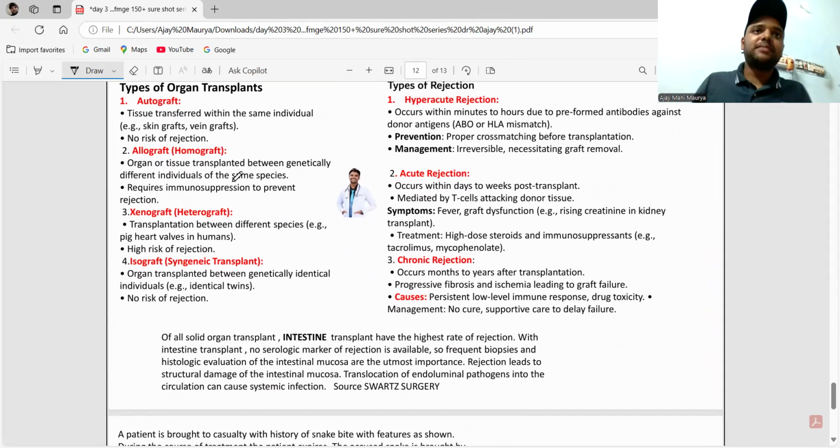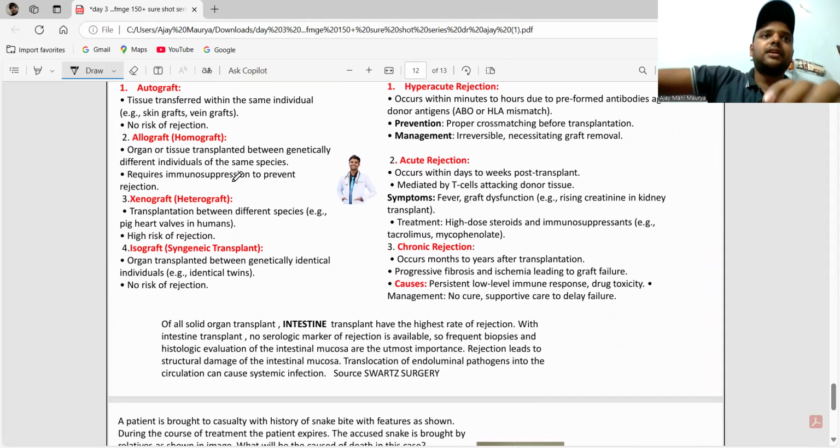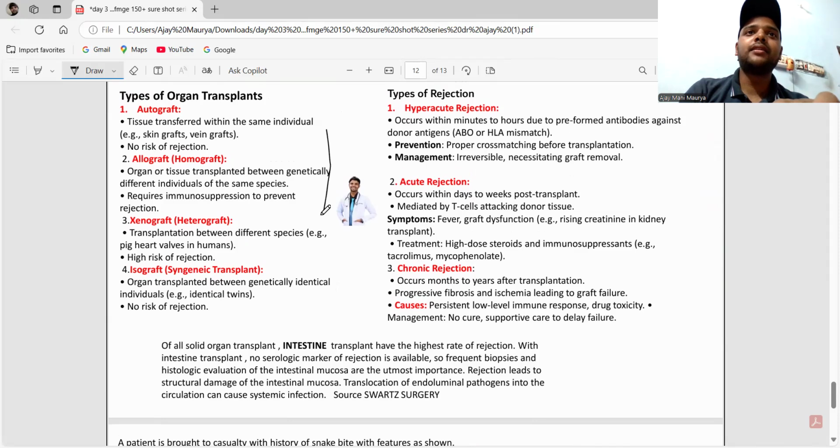Xenograft is transplantation between different species. Example, pig heart valves in humans. Isograft, organ transplanted between genetically identical twins. Twins means what? The isograft. Okay? Are you getting it?